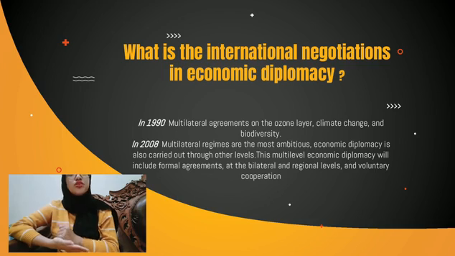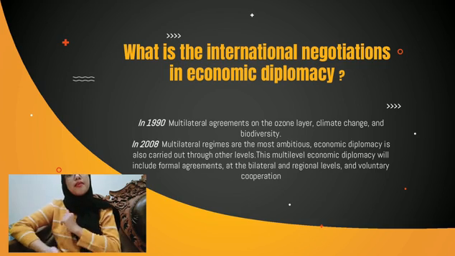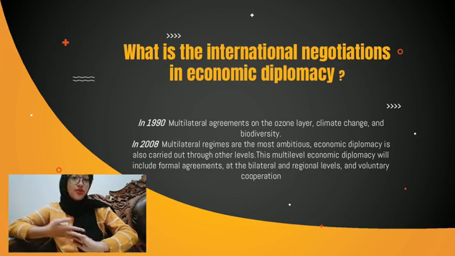While multilateral regimes are the most ambitious, economic diplomacy is also carried out through other levels. This includes formal agreements at the bilateral and regional level and voluntary cooperation as in the OECD, where efforts have no legal force but are underpinned by mutual interest and peer pressure.